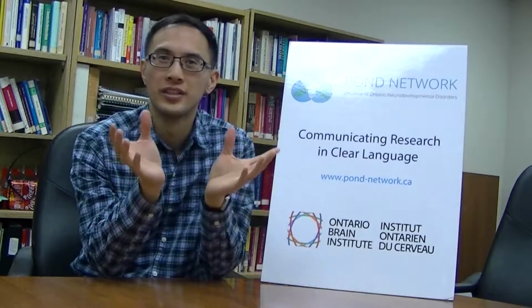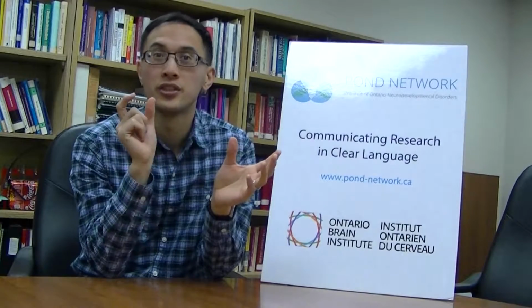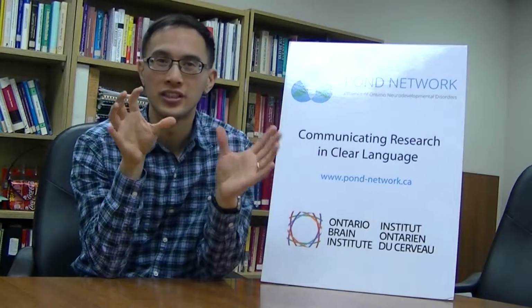So what is a knockout mouse? A knockout mouse is a mouse in which we take a specific gene, which we knock out, meaning we take it out of the genome, and see what's going on with the mouse when that gene is removed.